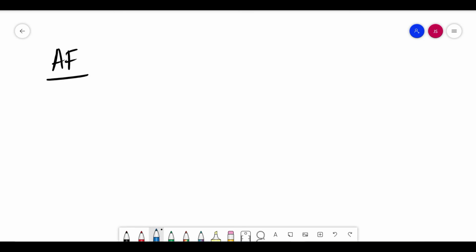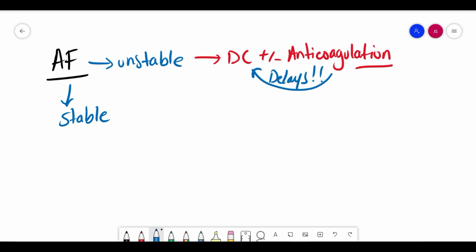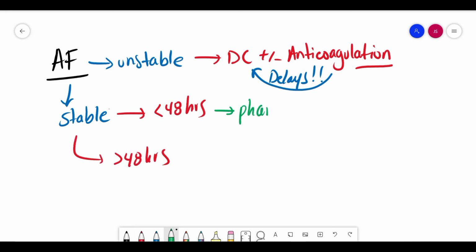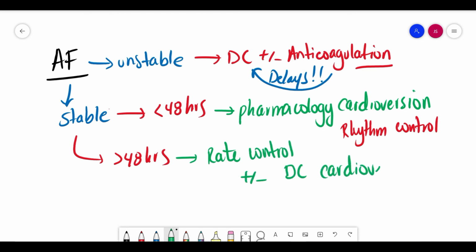So let's summarize. If you have AF, whether the patient is stable or unstable is the big question. If it's unstable, go for a DC shock plus or minus anticoagulation, depending on if you can actually do it before. Don't delay the DC shock, okay? If the patient's stable, then you need to classify whether it's less than 48 hours, then you can go for pharmacological cardioversion. If it's more than 48 hours, you can think about more of a rate control kind of thing, and then possibly an elective DC cardioversion.